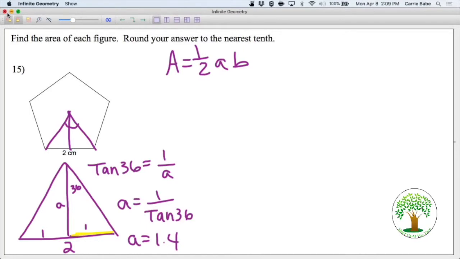Okay, so we know that this is 1. We know this is 36. Opposite and adjacent, so we determined it was going to be tangent. So tangent 36 is opposite over adjacent. Oh, wait a minute. You just did the flippy thing. Okay, never mind. That's right. That is a B. We got to fix that one.